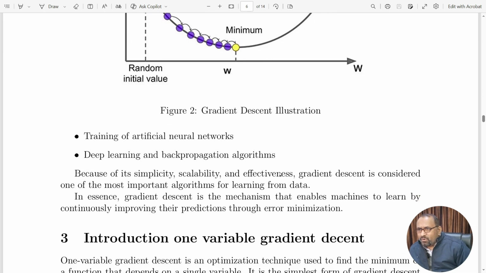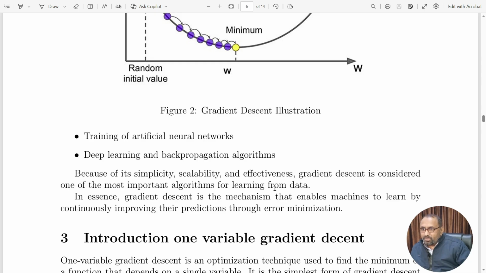So in the training of artificial neural networks and deep learning, and the backpropagation algorithm, because of its simplicity, scalability, and effectiveness, gradient descent is considered one of the most important algorithms for learning from data. In essence, gradient descent is what enables machines to learn by continuously improving their predictions through error minimization. The main purpose of gradient descent is to minimize the cost function.